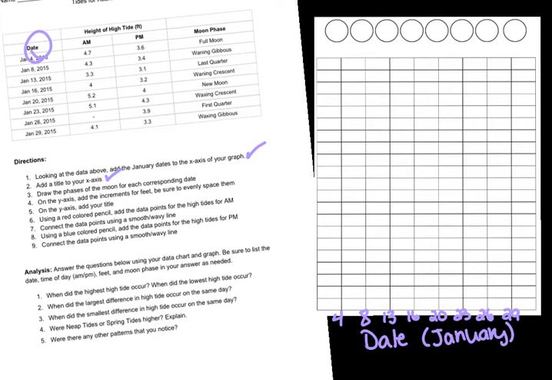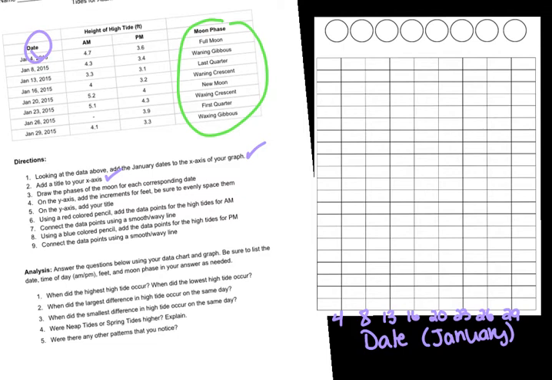On step 3, we're going to draw the phases of the moon for each corresponding date. We can see that in this column. On January 4th, we have a full moon, so we're going to leave it completely empty, representing full light on the moon.